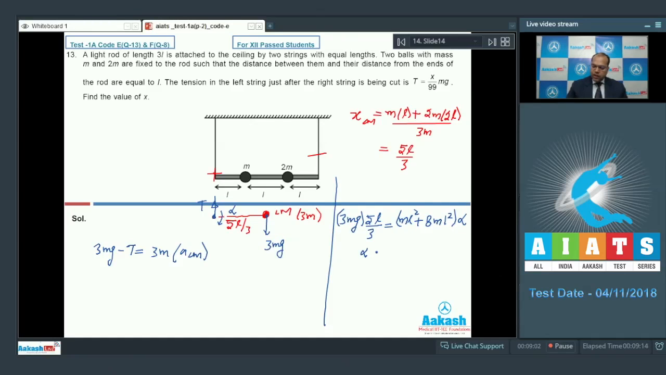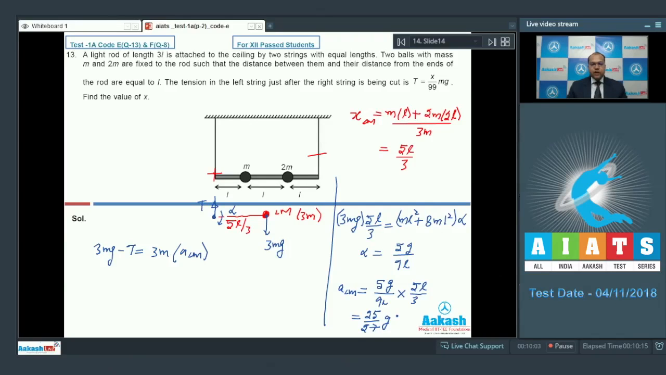So from here the value of alpha comes out to be 5g by 9L. So the acceleration of center of mass can be written as alpha into 5L by 3. So alpha is 5g by 9L into 5L by 3. So the L gets cancelled out, and it comes out to be 25 by 27 into g.